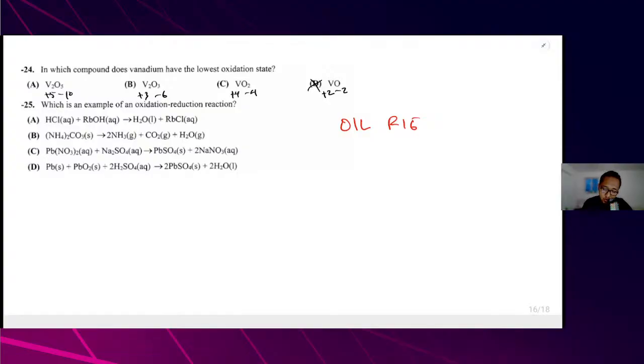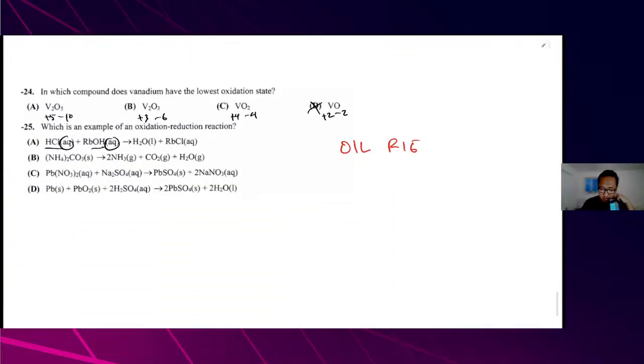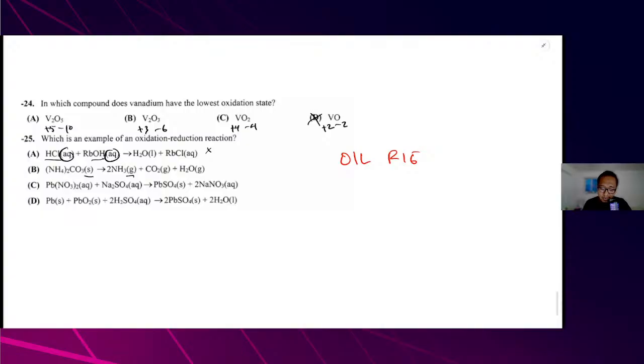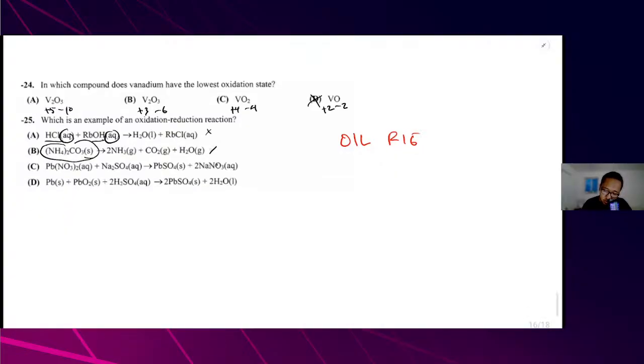For this part, it's aqueous and aqueous, so it looks like not a redox reaction, because this one is an acid-base reaction. And then how about B? This is a solid and this is a gas. There is no reaction over here, it's just one solid. It should not be. We have to have at least two. How about C?